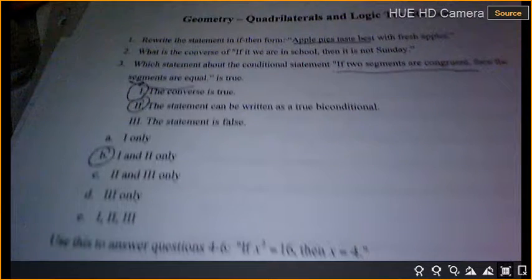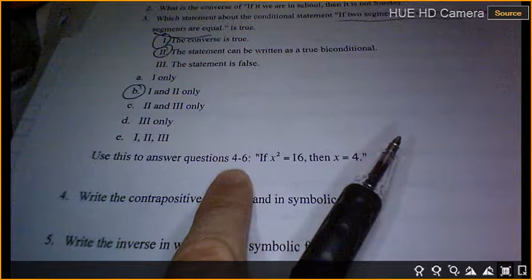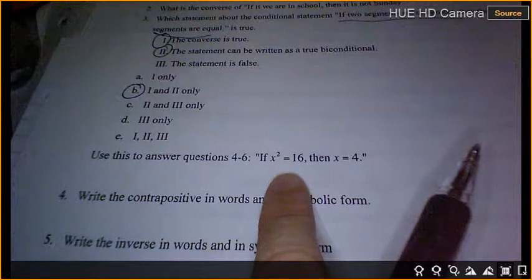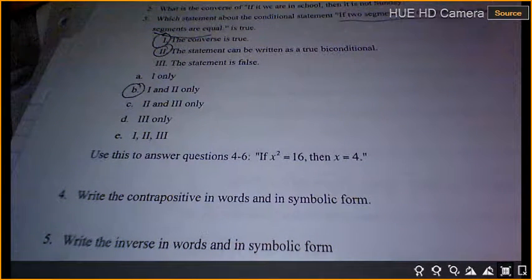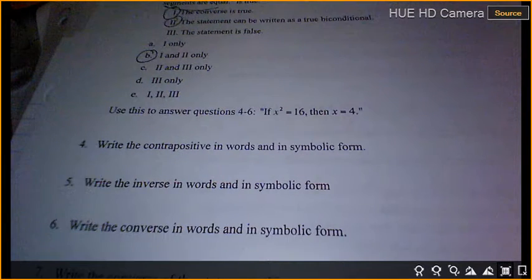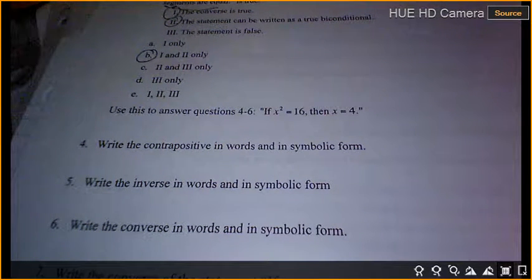Okay, we're going to look at 4. We're going to use this to answer the questions from 4 to 6. If x squared equals 16, then x equals 4. Write the contrapositive in words and in symbolic form. So contrapositive means, I'm going to do the symbolic form first.